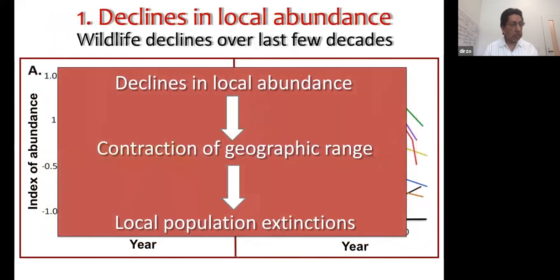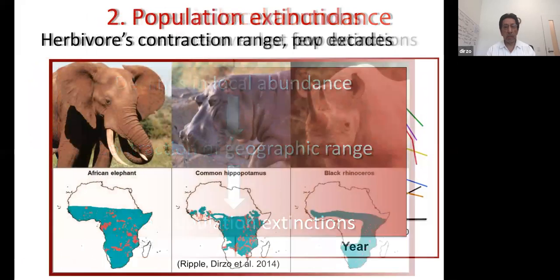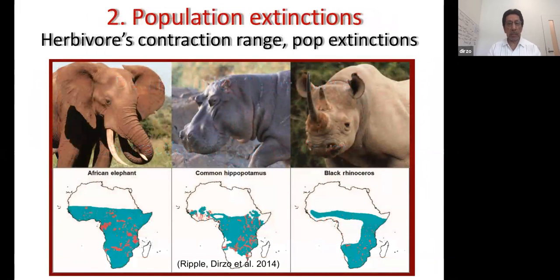Okay, now let me try and connect declines in local abundance with geographic range, because what I really want to drive at in this little discussion is the major problem that we have with animal life today, which is the extinction of local populations. So as you see declines in local abundance, when those declines reach a level in which the abundance becomes zero in a given location, then gradually you begin to reduce or contract the geographic range of the distribution of species.